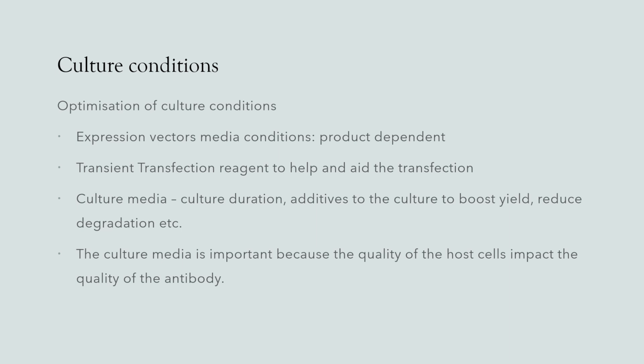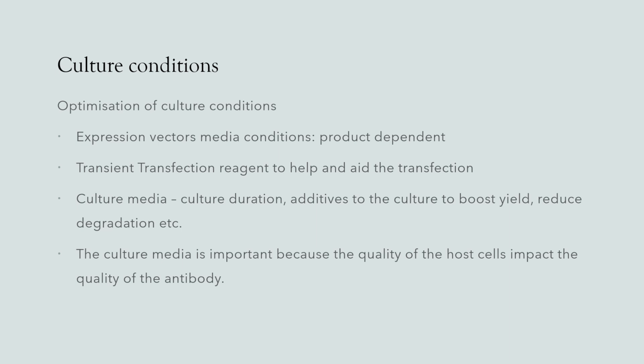So, for example, your expression vector media conditions are going to be product dependent and specific. So will your transient transfection be specific. But once your transient transfection occurs, before you clone select your cells, the cells that you're going to use for your cell substrate, even though it's important to have this tied down and noted, it's not part of your routine manufacturing process.